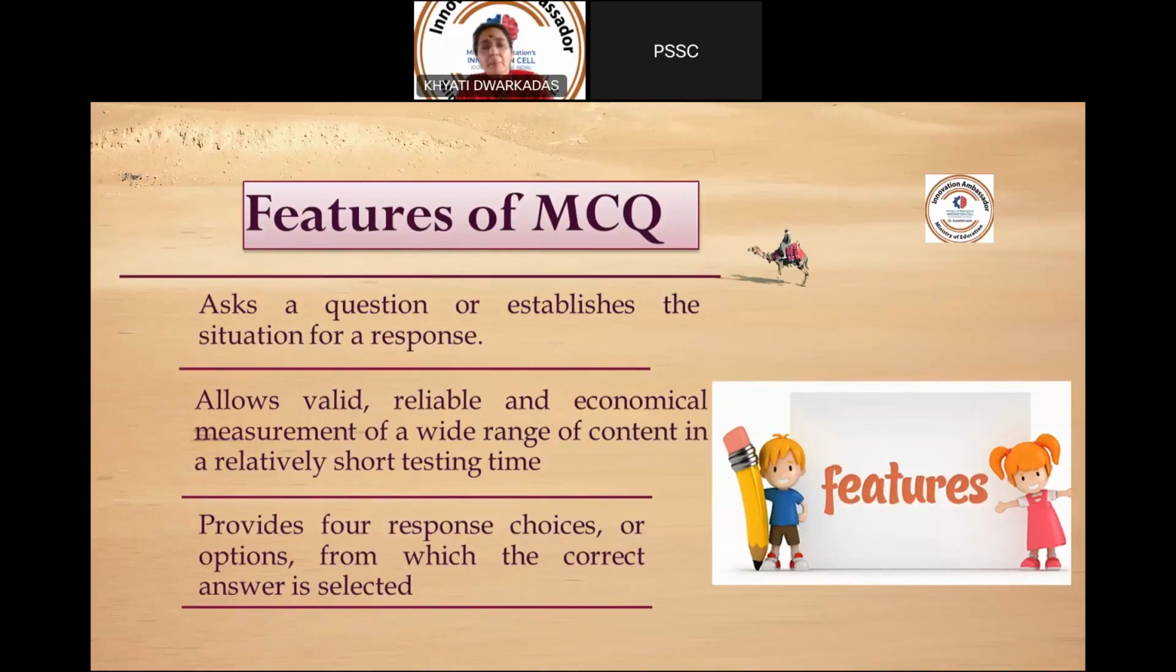So when we talk about features of multiple choice questions or multiple choice items, it asks a question or establishes the situation for a response. MCQs allow valid, reliable, and economical measurement of a wide range of content. And there are always 4 options in an MCQ. Why do we say 4? If you have 4 options, the probability of getting the correct answer is reduced.